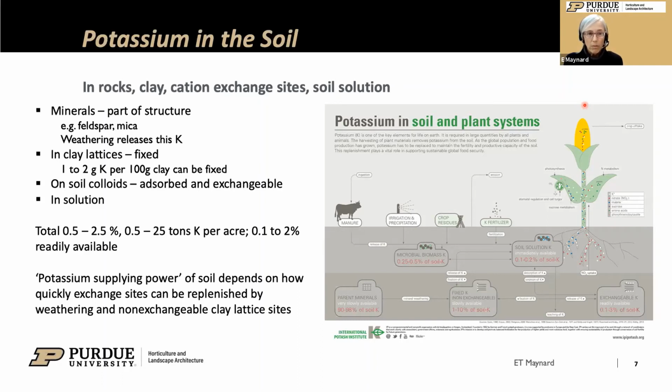And if you measure all the potassium in the soil, it might be from 0.5 to 25 tons per acre, depending on the soil. Only about 1/10 to 2% of that is in that readily available form.